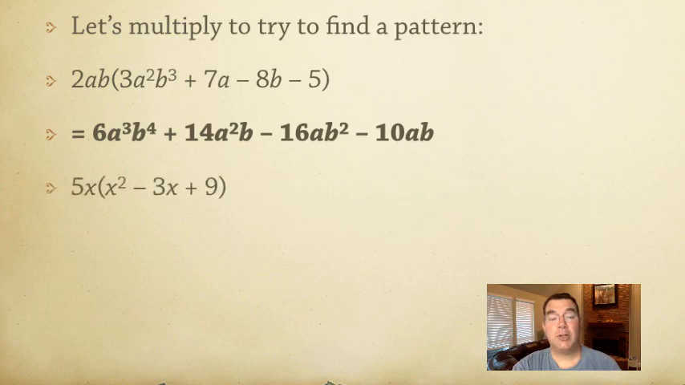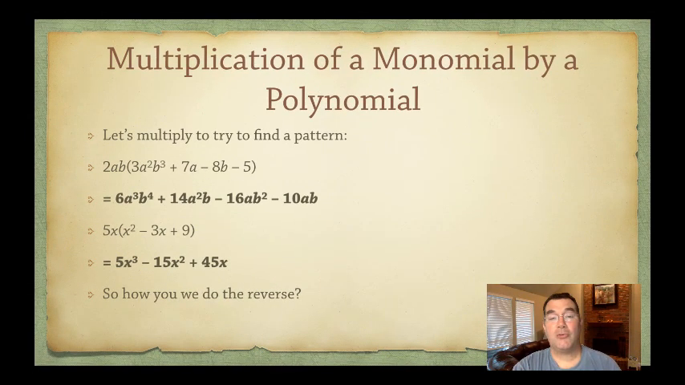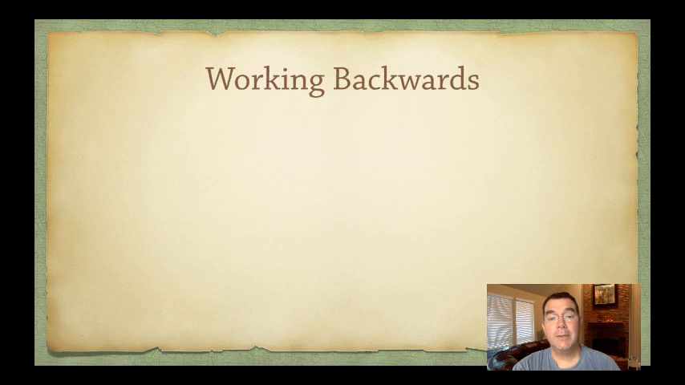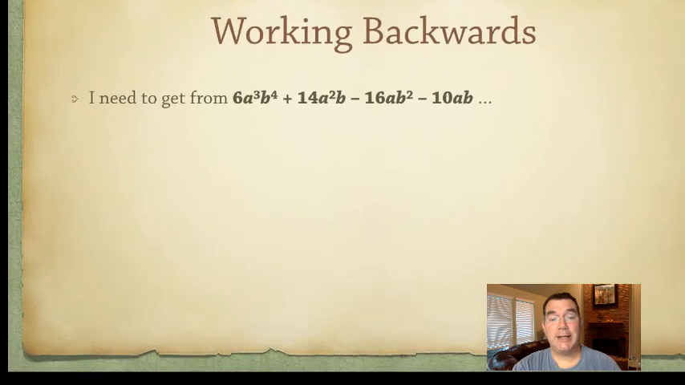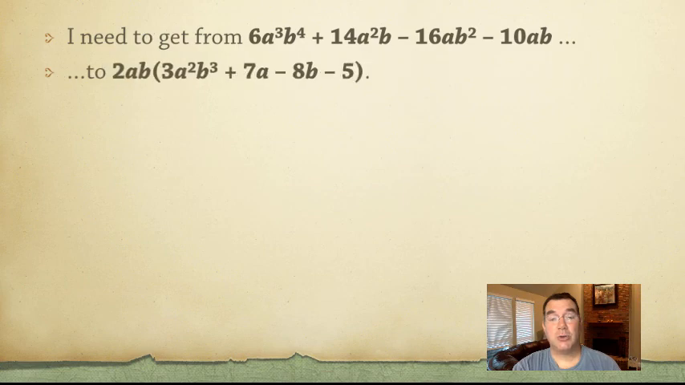All right, and similarly, if I had 5x times x squared minus 3x plus 9, I would multiply 5x by all three of those terms that are in the parentheses, and I would get 5x to the third minus 15x squared plus 45x. Okay, so the problem is, how do I go from what is now the answer to what is now the question? How do I work backwards? All right, so here's what we do. I need to be able to get from that first answer that you saw back to the original question.